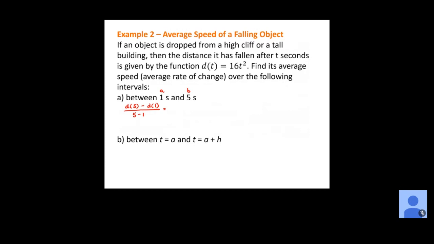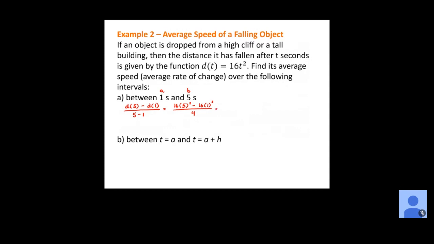Okay, now we just have to substitute those values in. So we're going to have 16 times 5 squared minus 16 times 1 squared all over, and I'm going to go ahead and subtract 5 minus 1. That's going to give us 4.